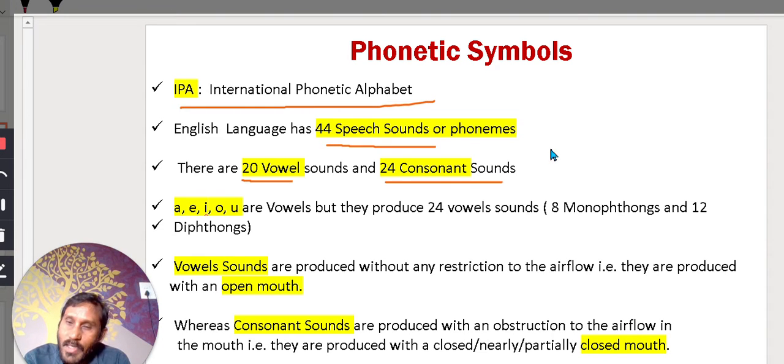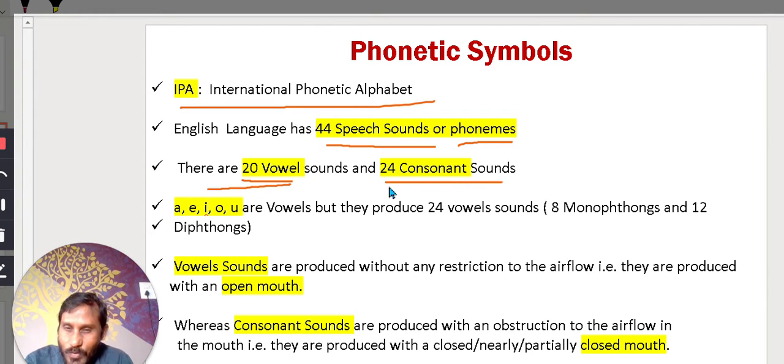So, we have invented extra sounds in English. You know only 26 letters, but there are 44 symbols. You have to understand them in order to understand the pronunciation of a word. That's very, very important. These speech sounds are also called phonemes. Speech sounds and phonemes, one and the same. So out of 44, we have 20 vowel sounds and 24 consonant sounds.